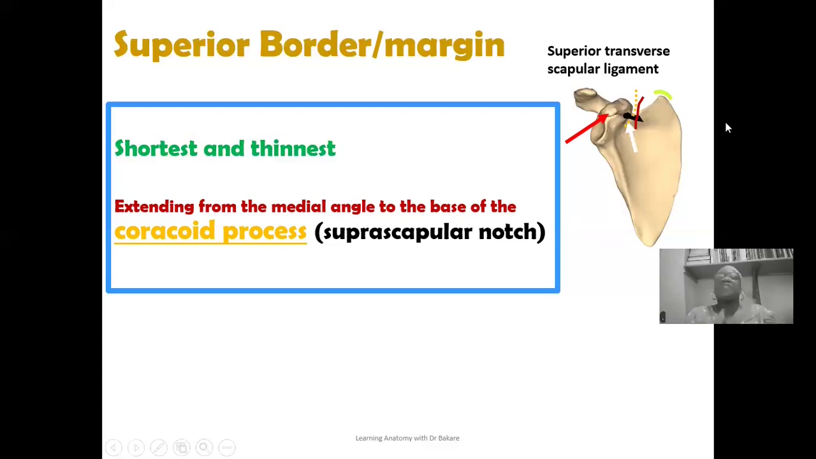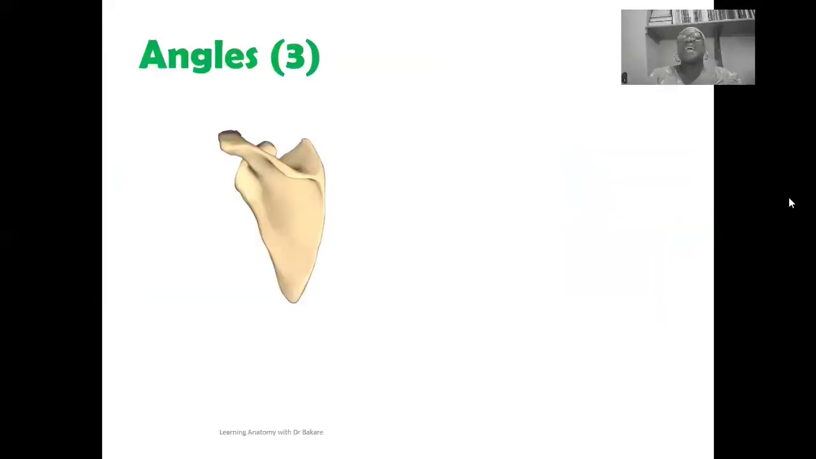It's also important for us to add that the acromion is related also to a muscle. So at this point, the acromion is related to the pectoralis minor muscle. So I have described the surfaces and also the borders of the scapula. Now let's dive into establishing the angles.